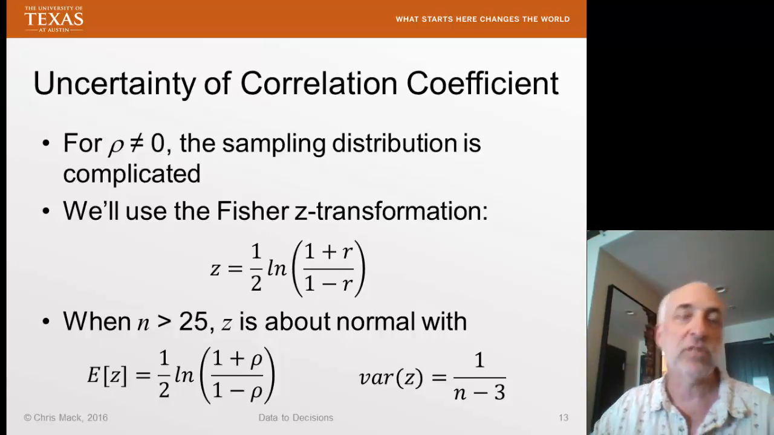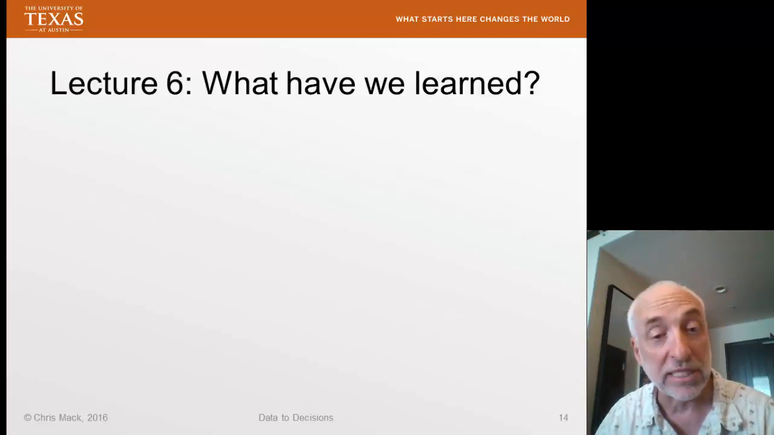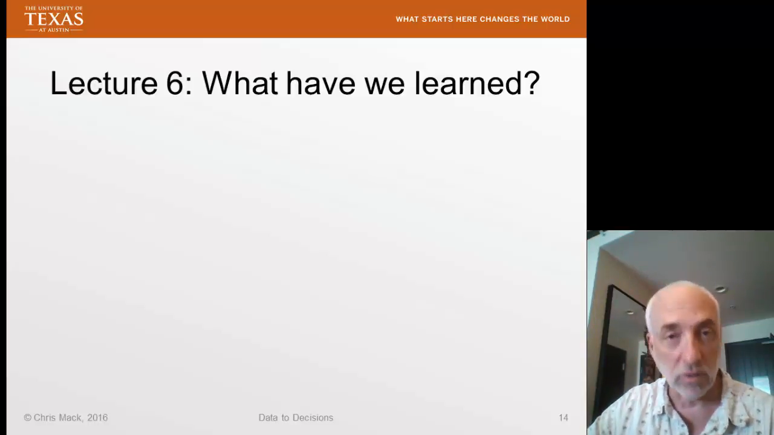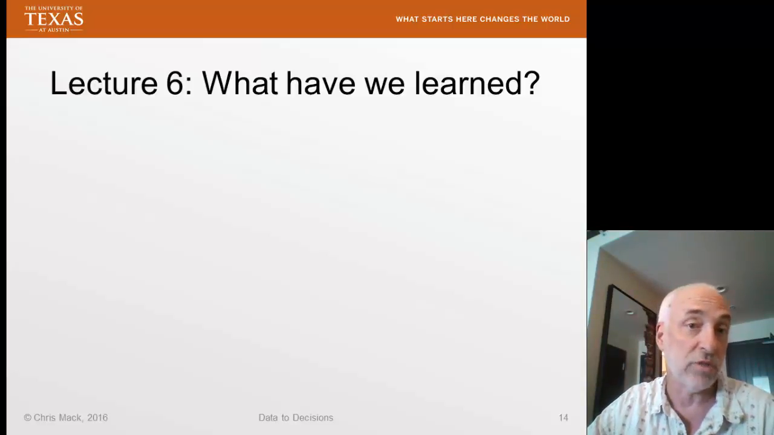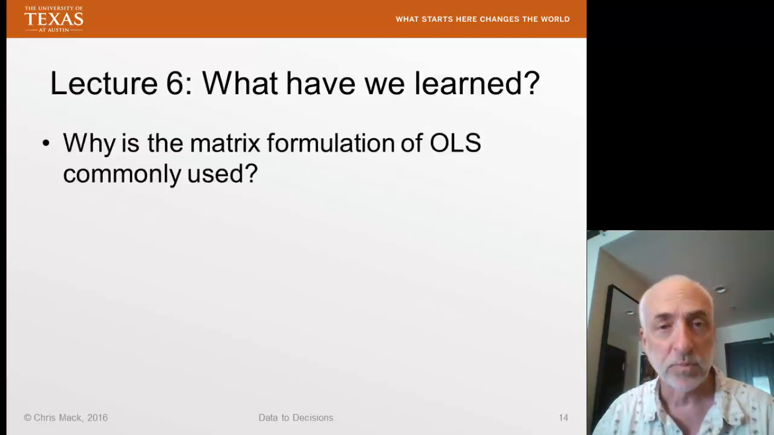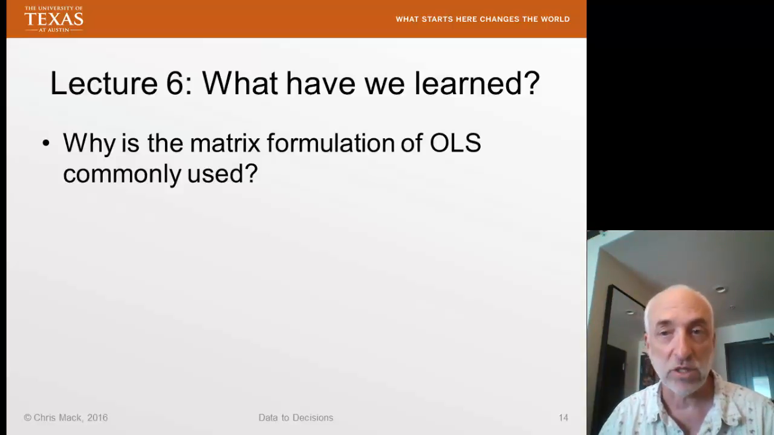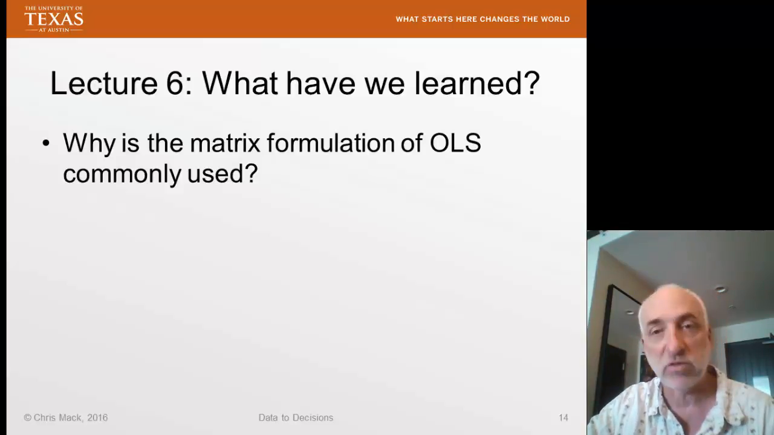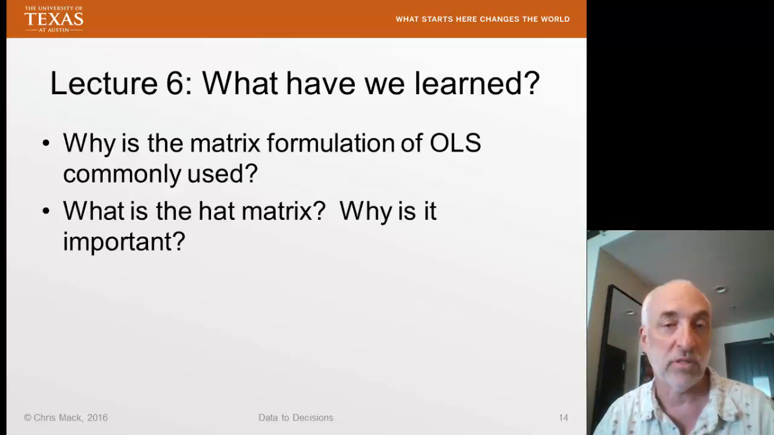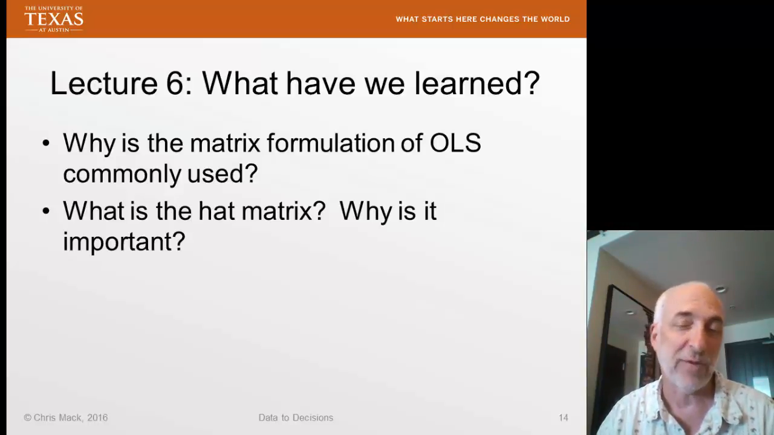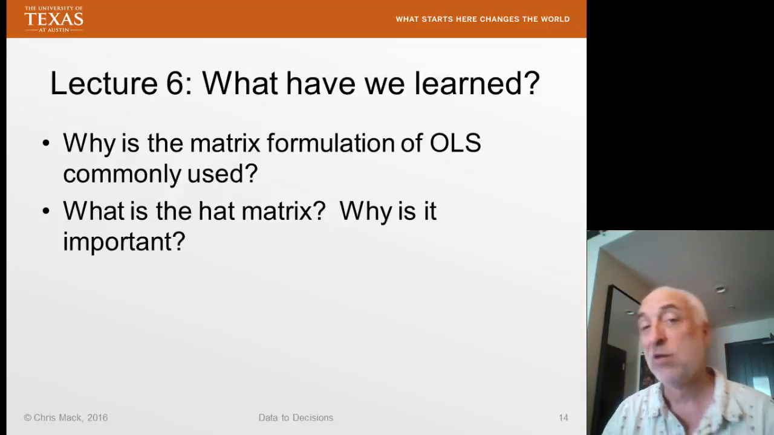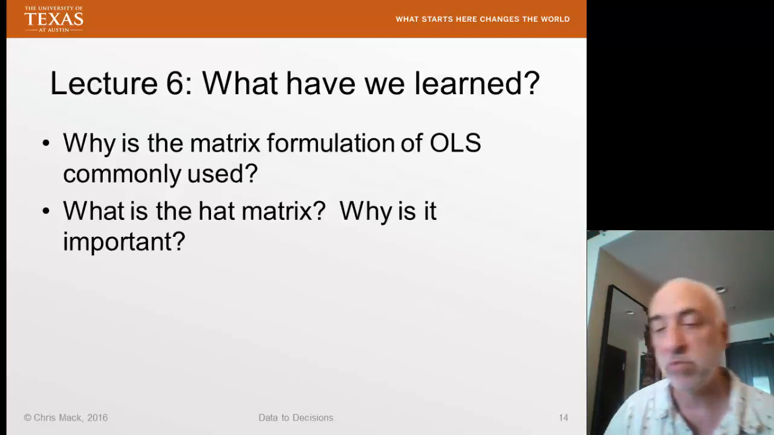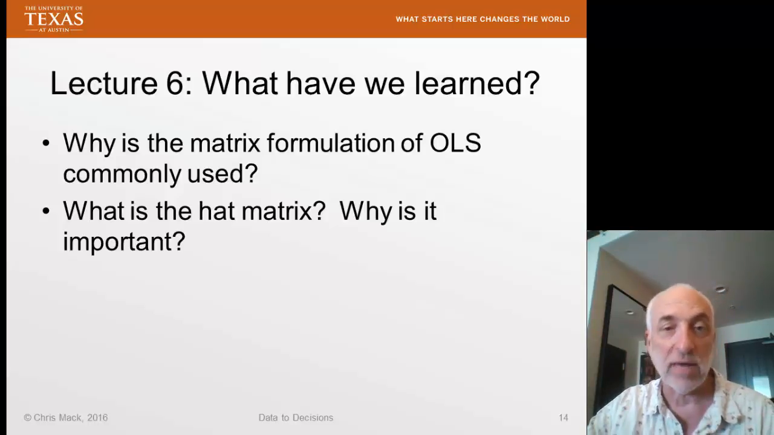All right, that just fills out our description of uncertainty of the parameters in our fit, making use of matrix formulation to perform the calculations of the covariance. So, what have we learned? You should be able to quickly and easily answer these questions. Why is the matrix formulation of ordinary least squares commonly used? What are the advantages of the matrix formulation? What is the hat matrix? Why is it important? We haven't really talked much about it. I hinted at it. We're going to use the hat matrix later, but you should have an idea of why it's important now.